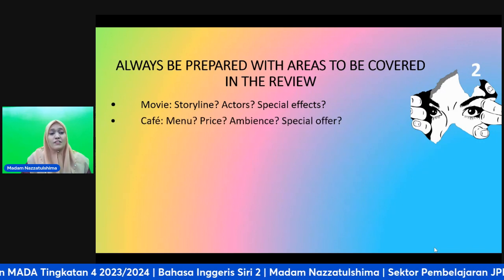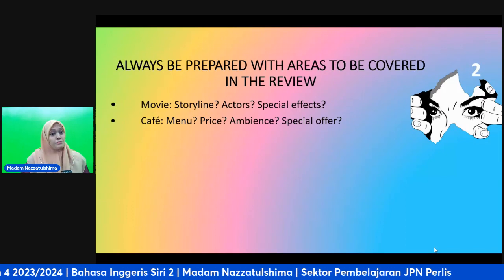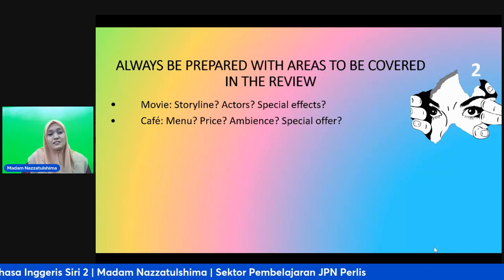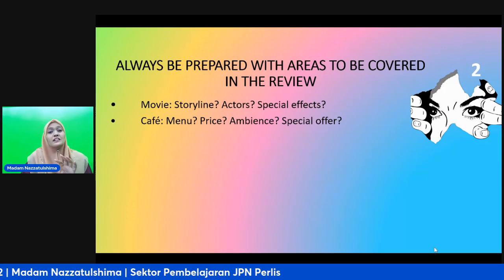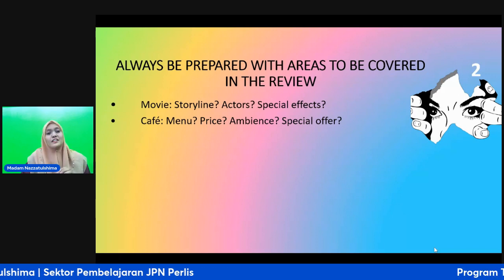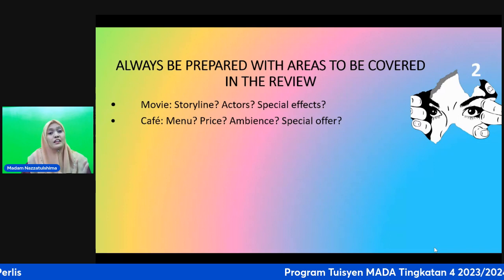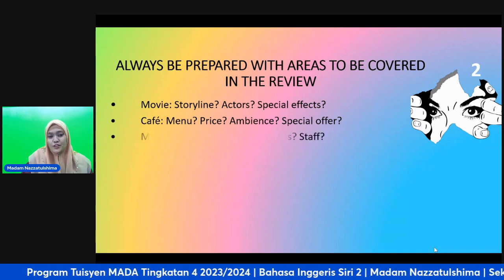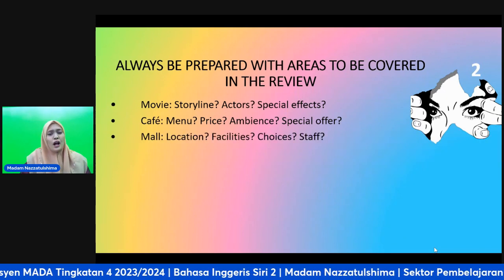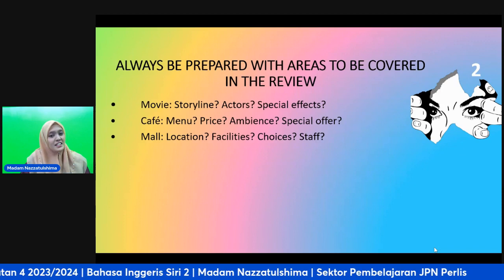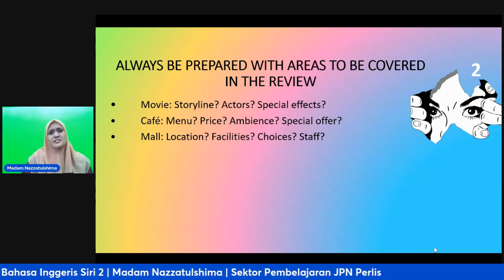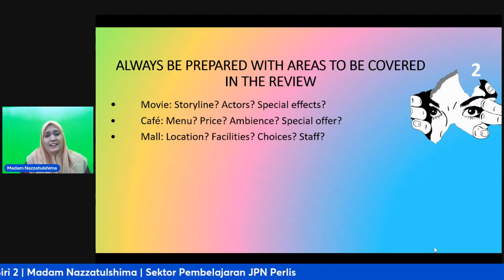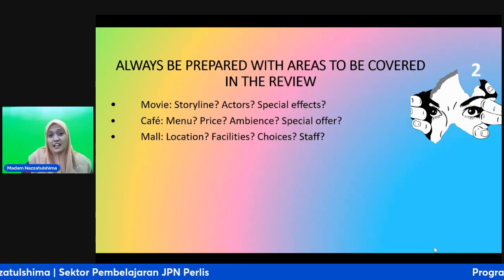Cafe or restaurant, how about the menu? The price, the ambience. The ambience means the situation, the location, the mood, the atmosphere of the cafe or restaurant. Next one is about special offers that are being offered by the restaurant. So how about the location, the facilities, choices? How about the staff? Are they polite or impolite towards you as the customer?